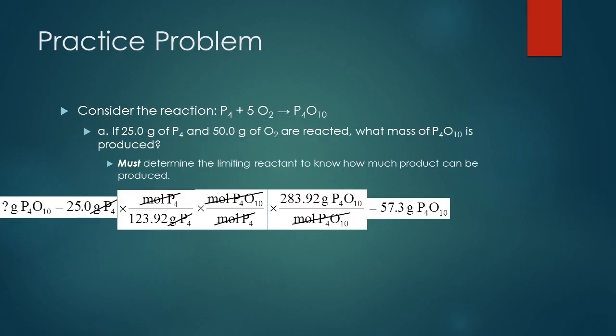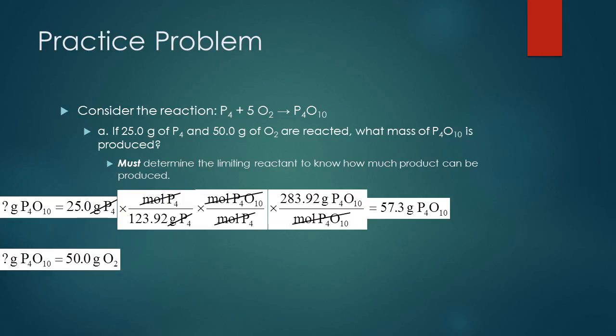Now remember what this tells us. This tells us if all of the phosphorus, all 25 grams of it, reacts, we will get 57.3 grams of the tetraphosphorus decoxide, that would be the name of that, produced.